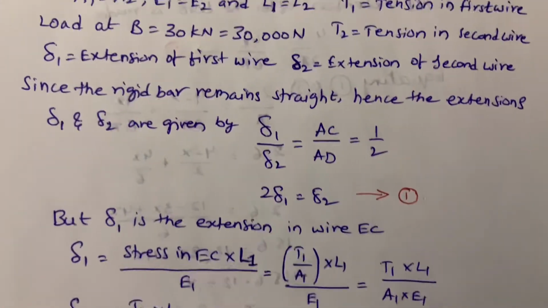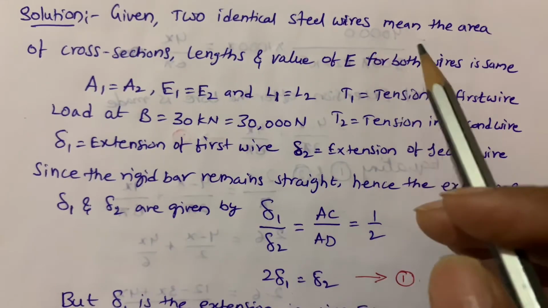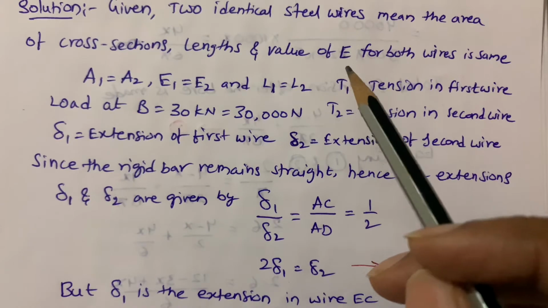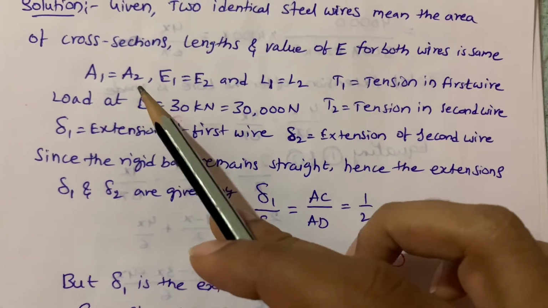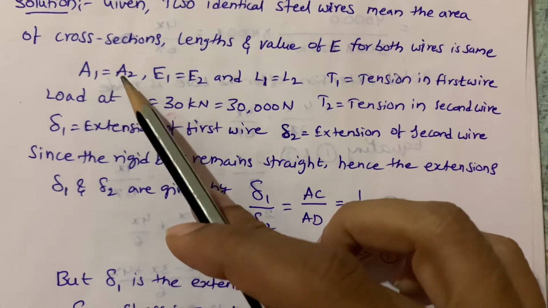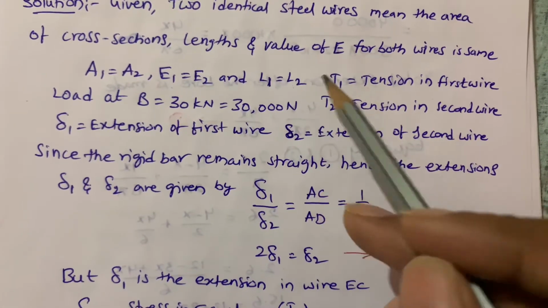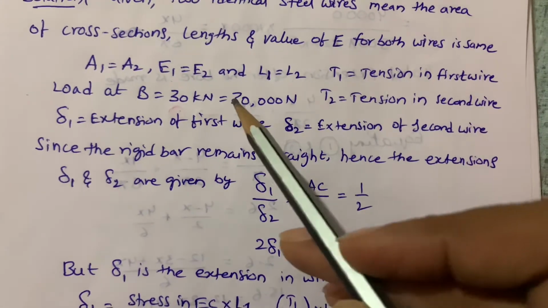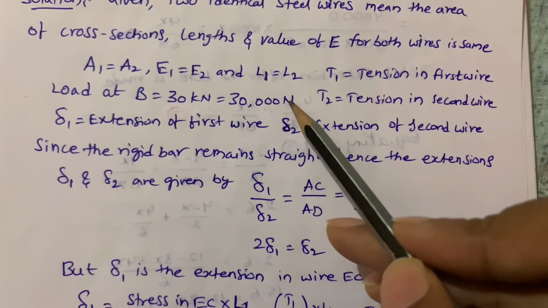Here, two identical wires means the area of cross section, lengths and values of E for both the wires are the same. So A1 equal to A2, that is, area of the first wire equal to area of the second wire, and the same E1 equal to E2, L1 equal to L2. T1 is tension in the first wire and T2 tension in the second wire. The load is given as 30 kilonewtons, which is nothing but 30,000 newtons.